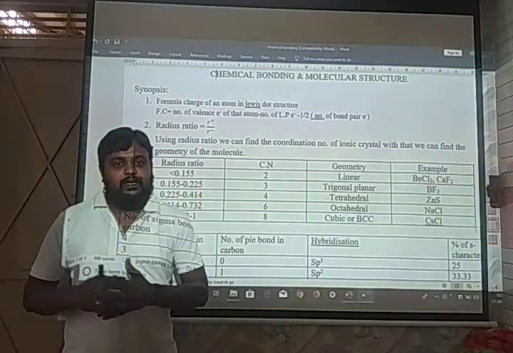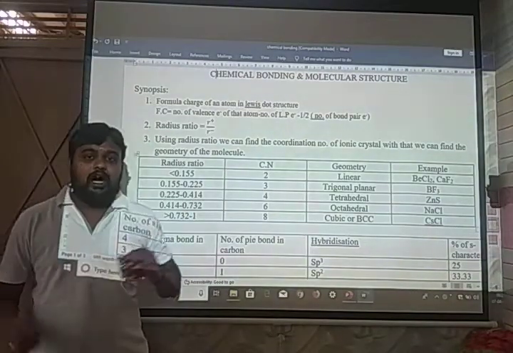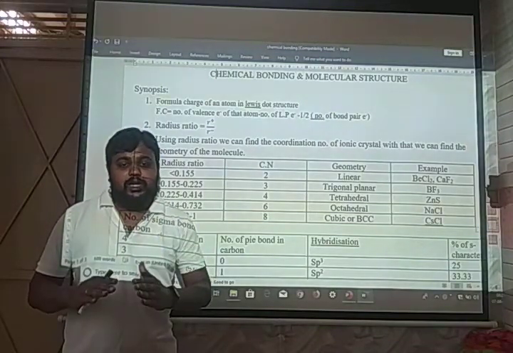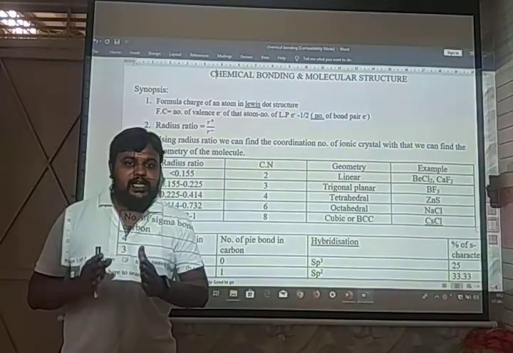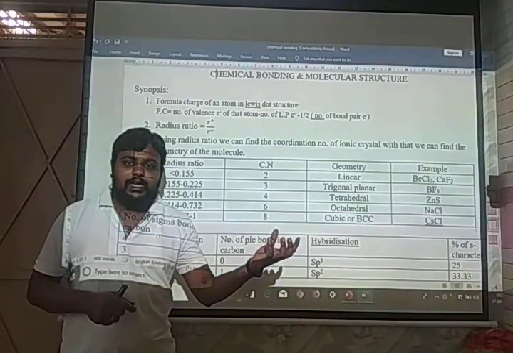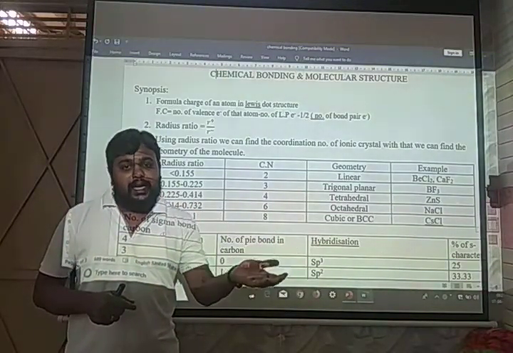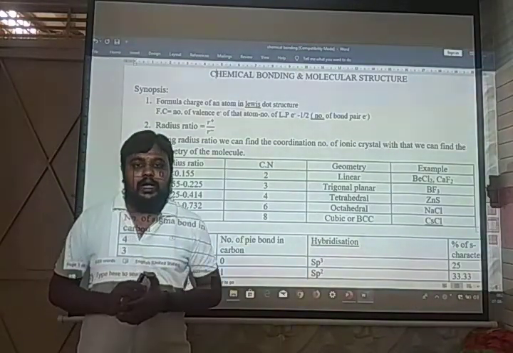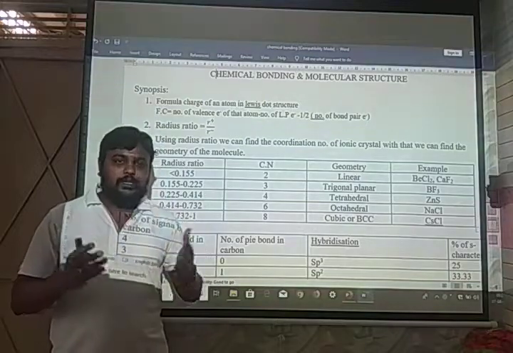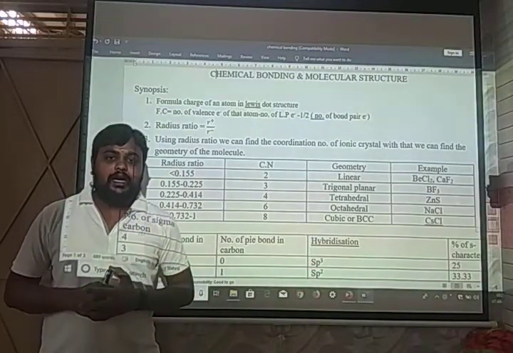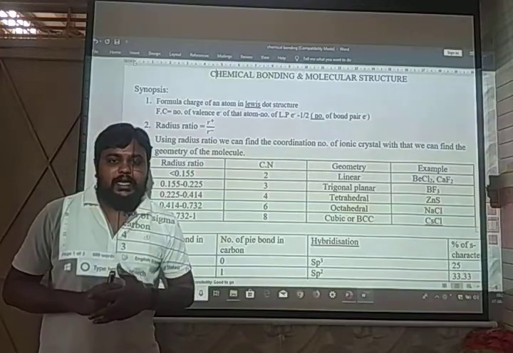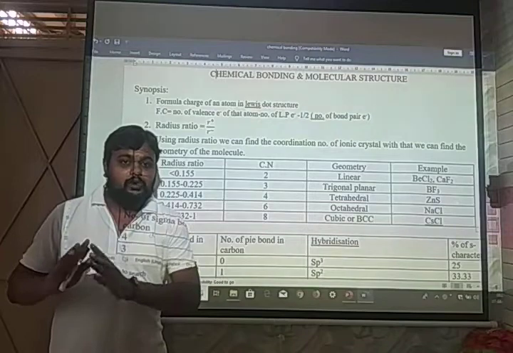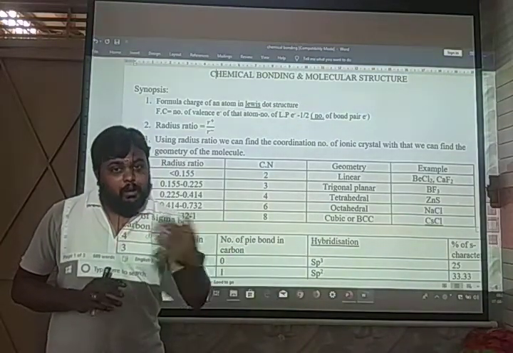And next we have the molecular structure: the formation of a molecule, how the structure will be, and what the electronic configuration of a molecule is. Till now you may have heard about the electronic configuration of an atom. But we can also write the electronic configuration of a molecule using MOT, that is molecular orbital theory. By using bonding and anti-bonding orbitals and an energy level diagram, you can write the electronic configuration of a molecule, not of an atom. I am telling you about molecules.